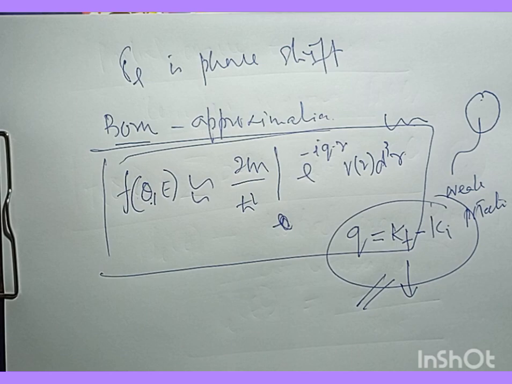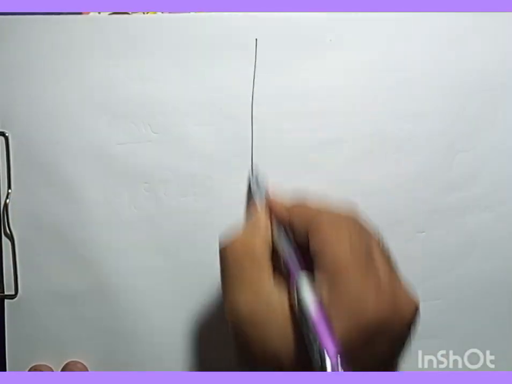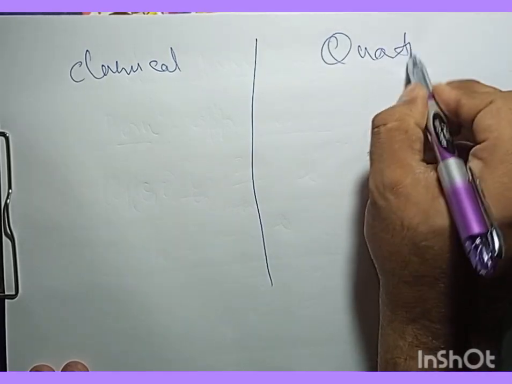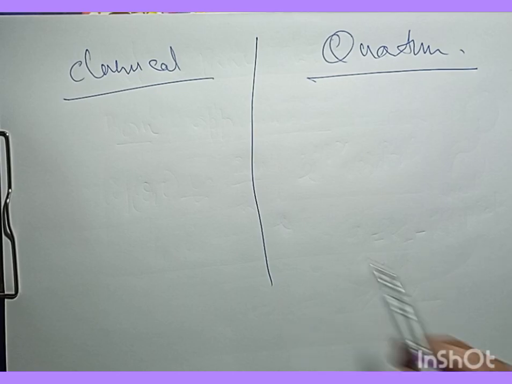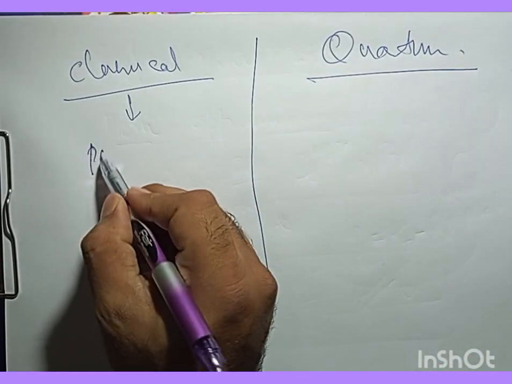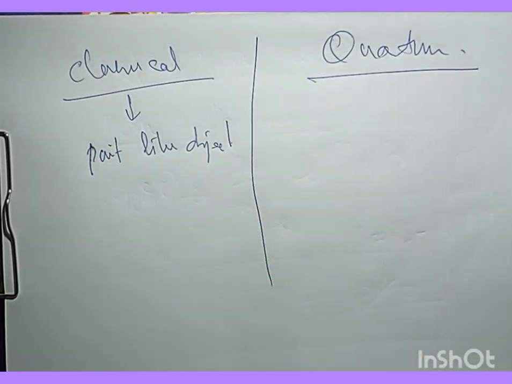Now, in simple words, I want to make a comparison between classical scattering and quantum scattering, classical and quantum. I have bad handwriting, I can't do anything with that. What happens in classical scattering is that we treat the particle as a point-like object. We have a point-like object, and this object follows a deterministic trajectory, where we can determine everything about it under the influence of the potential.